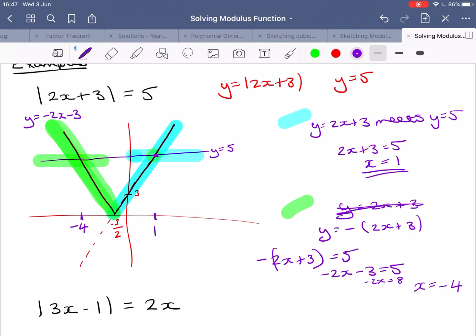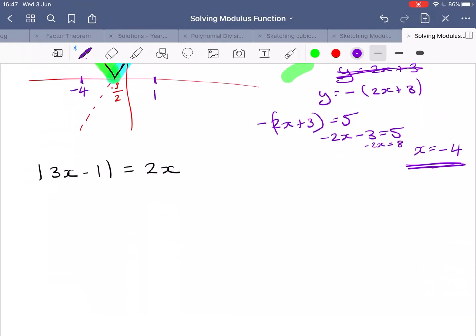And I can see from my diagram that looks about right. It's certainly the correct side of minus 3 over 2, which is where my modulus graph touches the x-axis. And so my two solutions for the equation, the modulus of 2x plus 3 equals 5, is x is minus 4 and x is 1. There's two answers.